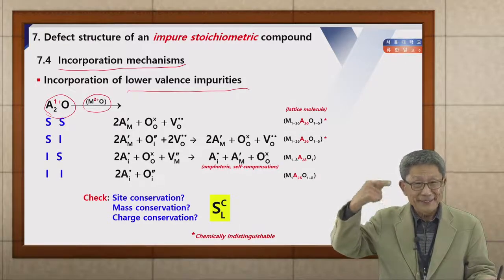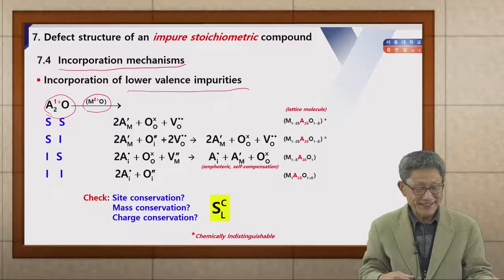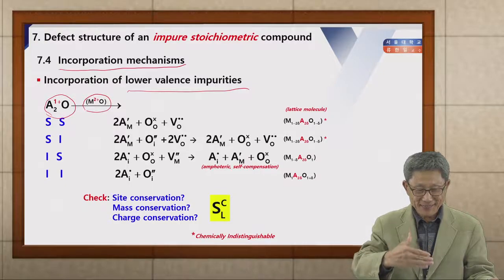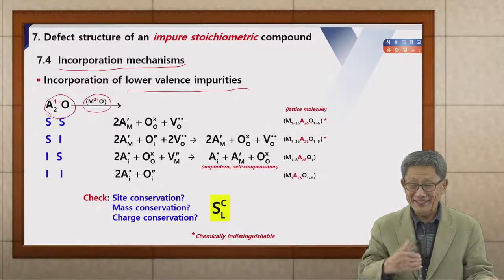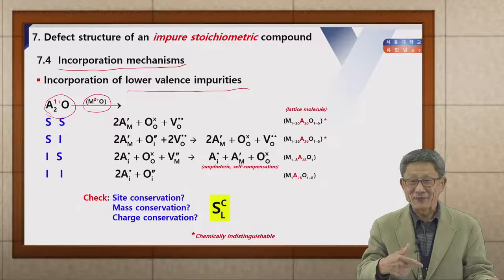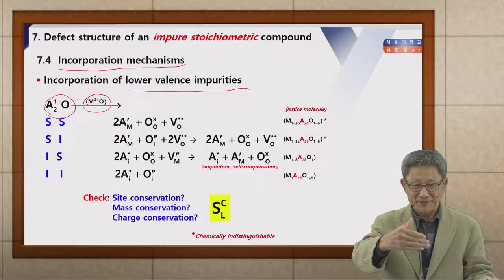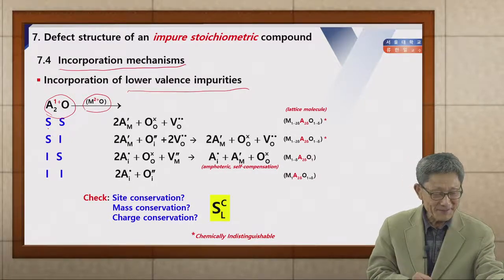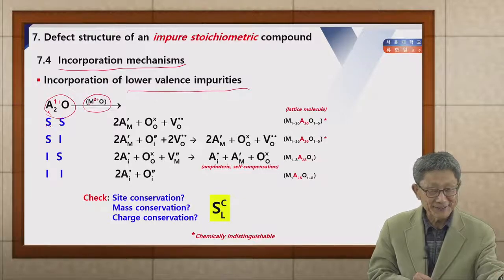You have to activate your brain in this step. How could we exhaustively enlist possible incorporation mechanisms? Here is, I would say, a kind of trick to exhaustively enlist the incorporation mechanisms. Okay, listen to me. Number one: suppose that A cation substitutes M cation, and oxygen also substitutes oxygen host ions.